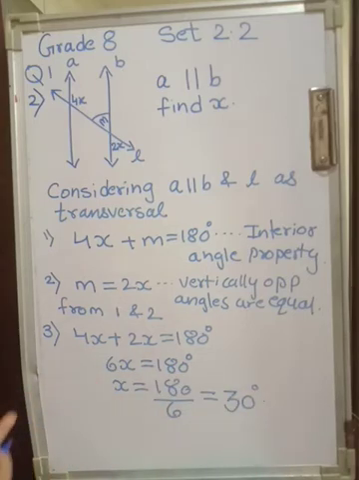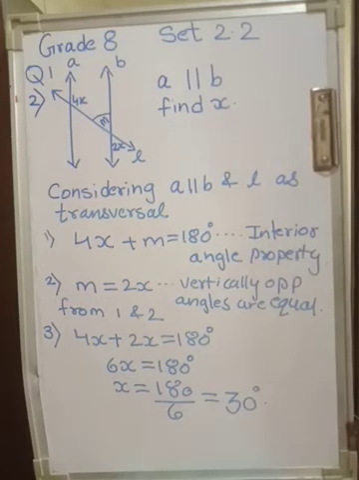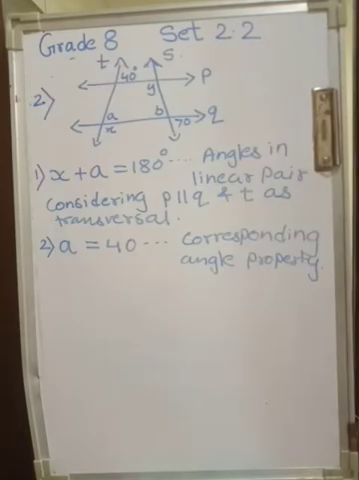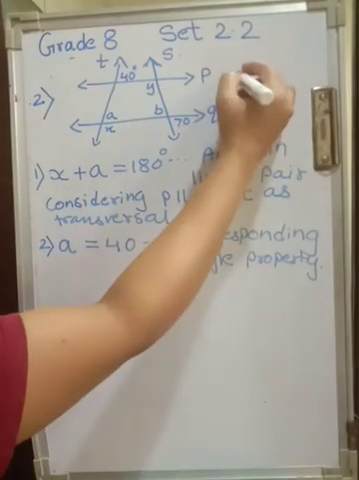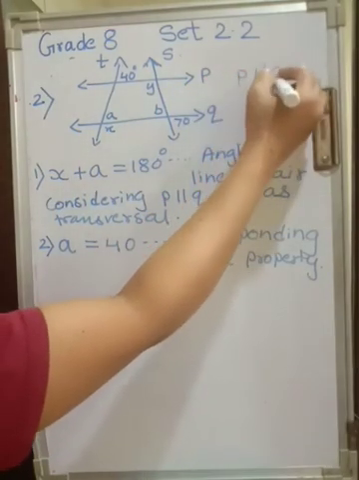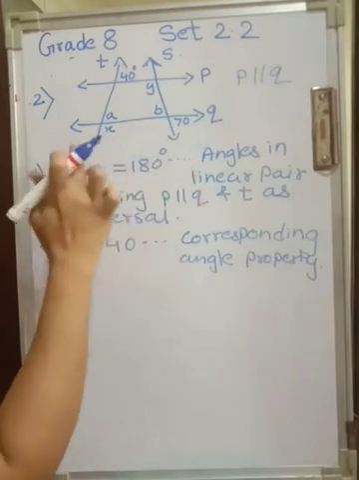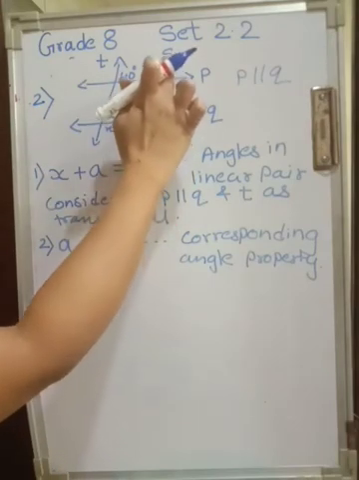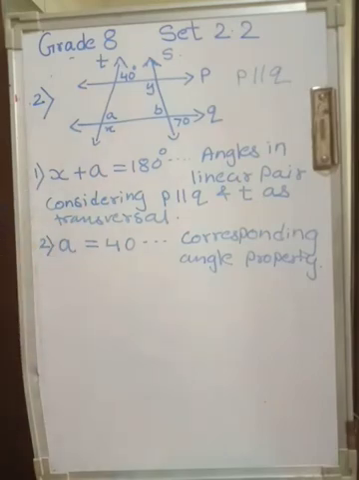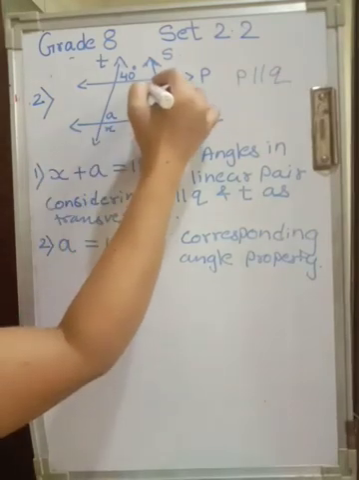Okay, now let's go for question number 2. This is your second question. They have given line P and Q are parallel. So P is parallel to Q, and you can see there are two transversals. One is T and one is S. We have to find values of X and Y. X and Y we have to find out.